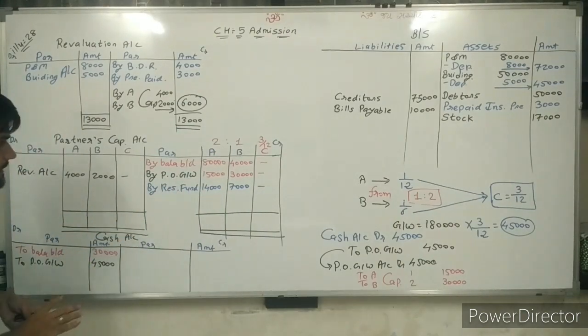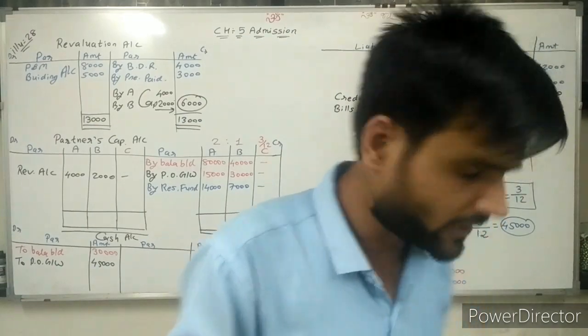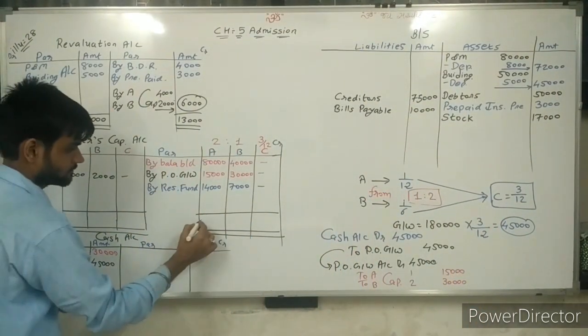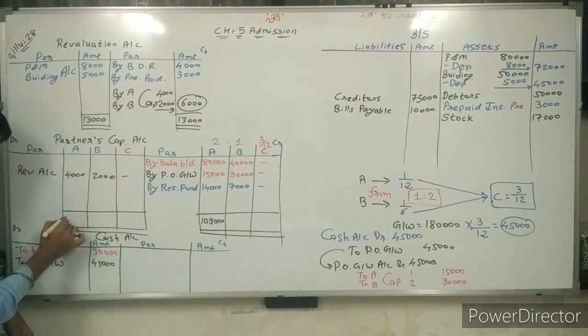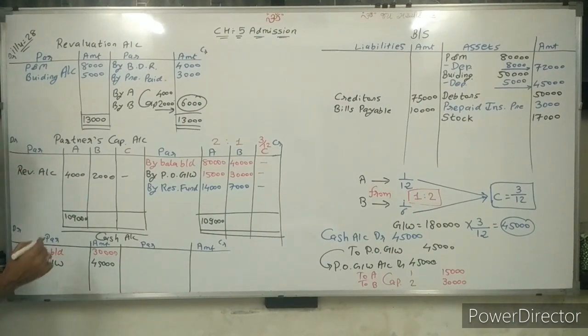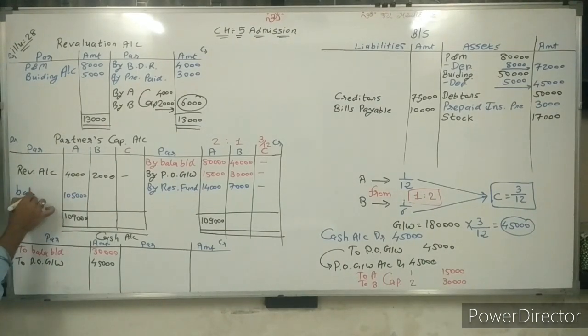So making the total of this, 18, 14, 15, our answer is 109,000. Here also we are writing 109,000. Deducting 4,000, we are getting balance 105,000. Balance c/d, that we know.